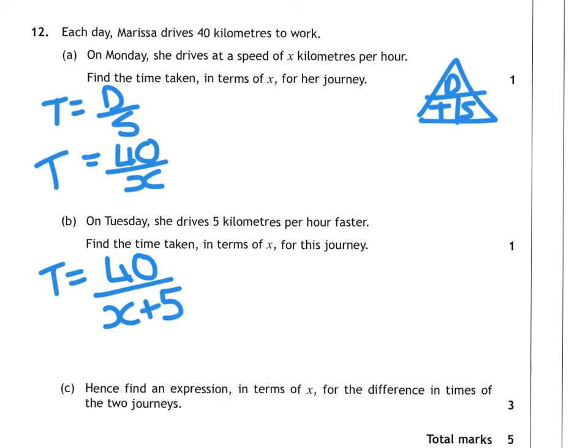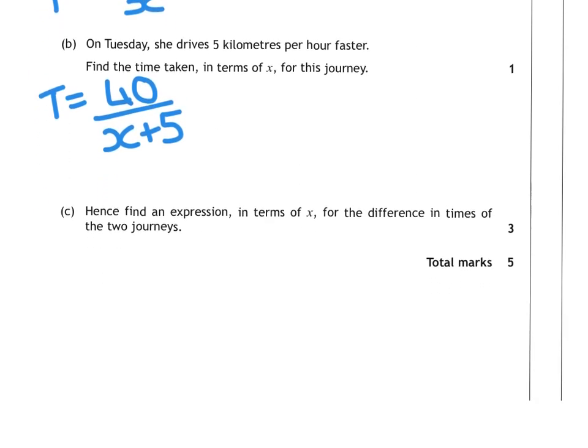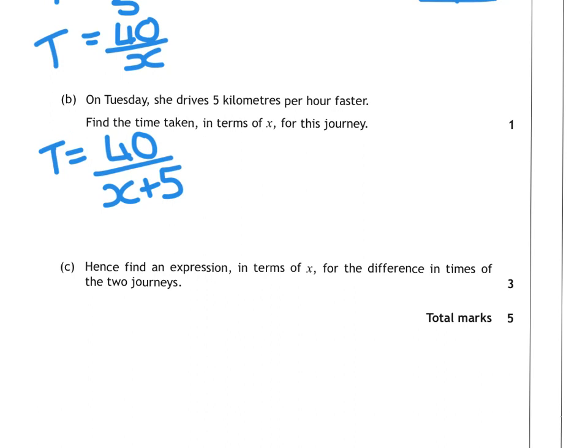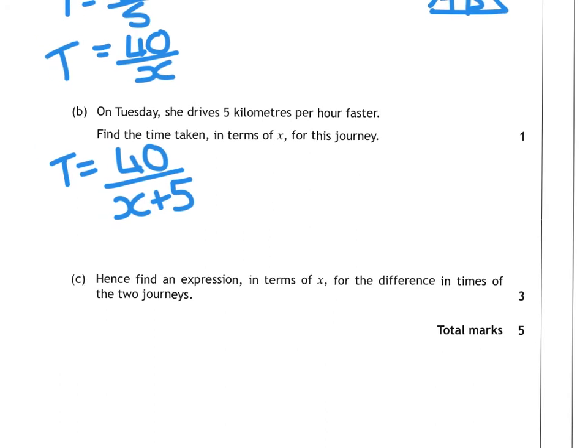Then it says find an expression in terms of X for the difference. The difference is your keyword. Difference means take away. So it wants a difference in the two times. So we have an algebraic fraction. Now, I don't suppose it matters which way round we put this. But if you think about it, if she was travelling faster her time would have been less on the second day, wouldn't it? So I'm going to put the first one first. So I'm going to do 40 over x, take away 40 over x plus 5.